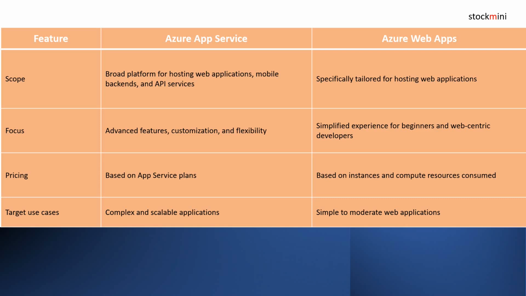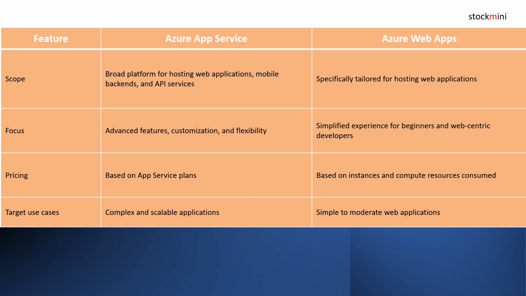The primary distinctions between Azure App Service and Azure Web Apps lie in their scope, focus, and pricing models. Scope: Azure App Service embraces a broader scope, encompassing web applications, mobile backends, and API services, while Azure Web Apps targets specifically web application hosting. Focus: Azure App Service caters to developers who require advanced features, customization options, and flexibility, while Azure Web Apps provides a guided experience for beginners and web-centric developers.